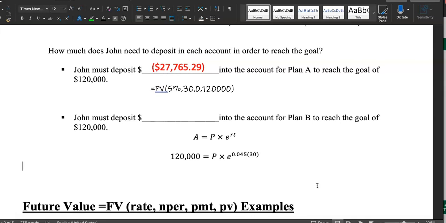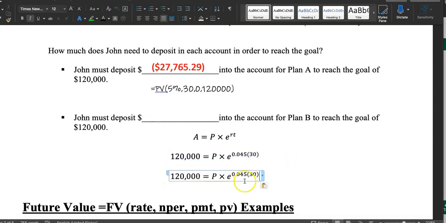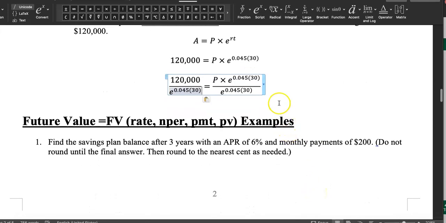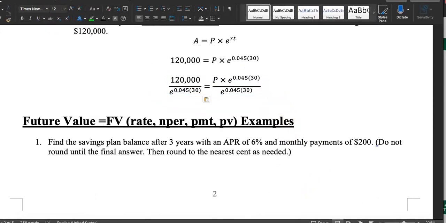Now notice, if you want P by itself, P is currently getting multiplied by this term, right? What cancels out multiplication, guys? Division, right? So this is what we're going to do. We're going to divide both sides by that e term. So I'm dividing the right side by e to the 0.045 times 30, and I'm also dividing the left side, that number, 120,000, by that e term. If I do that, I wonder if I can draw lines here.